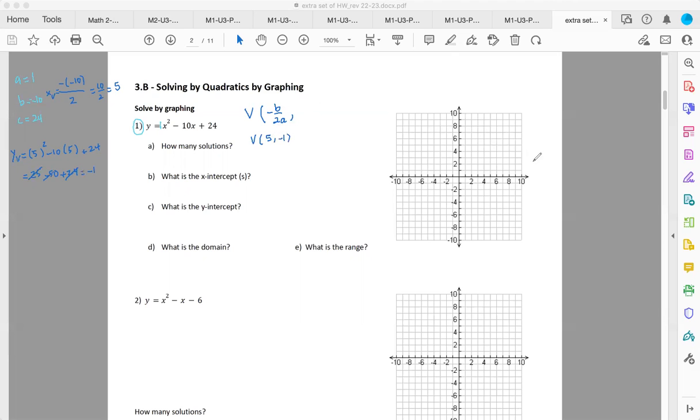That's the vertex. So on the graph, on your Cartesian plane or your xy coordinate, you go 5 to the right, 1 down. That's the vertex. Now, I'd like to make a nice table of values. So the table of values goes like this. You start with, you have 5.